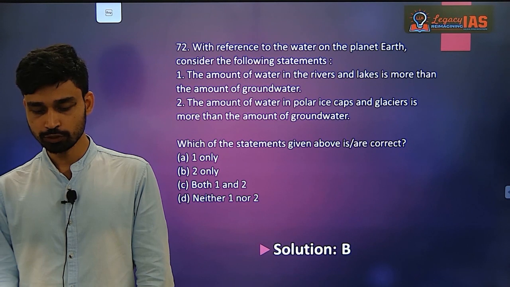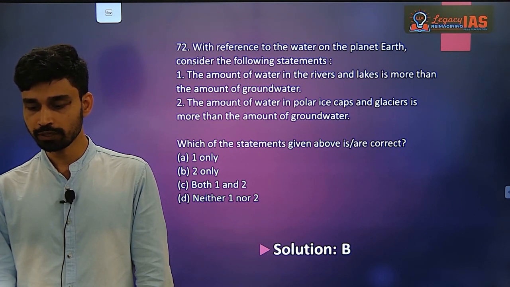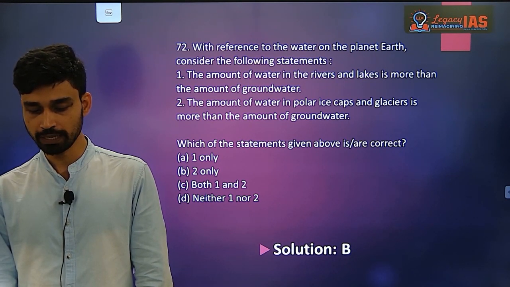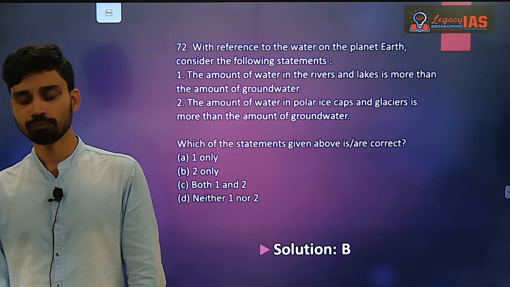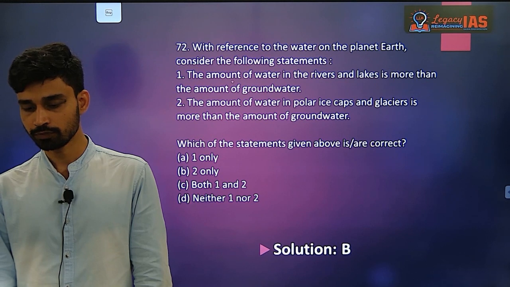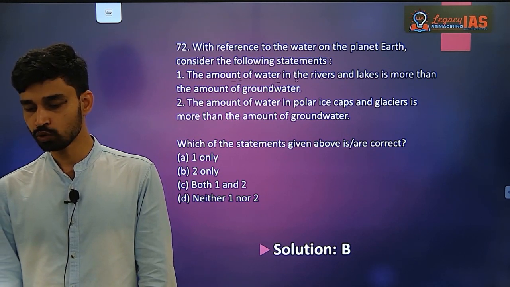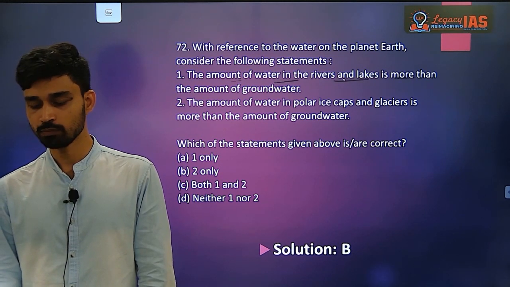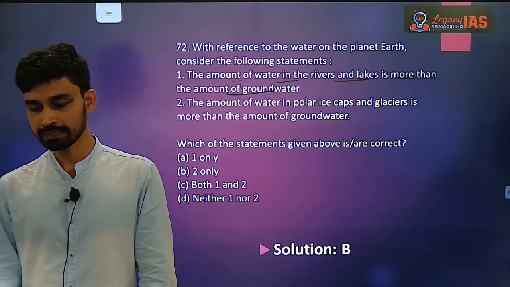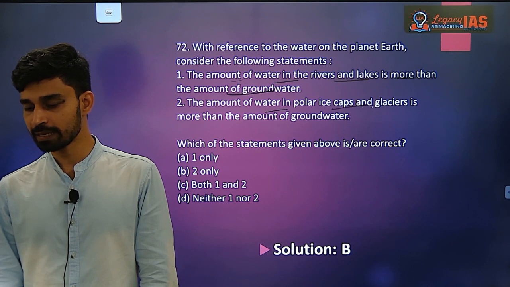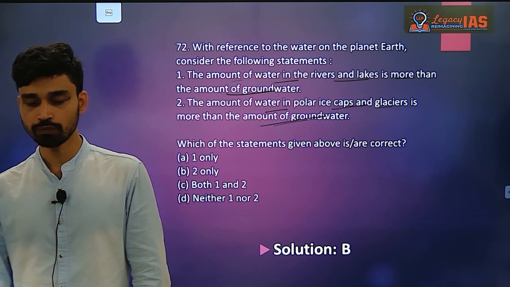The second question is a straightforward question that has been asked from the NCERTs. The question is with reference to water distribution on the planet Earth, which of the following statements are correct? The first statement is: the amount of water in the rivers and lakes is more than the amount of groundwater. True or false? The second is: the amount of water in polar ice caps and glaciers is more than the amount of groundwater.